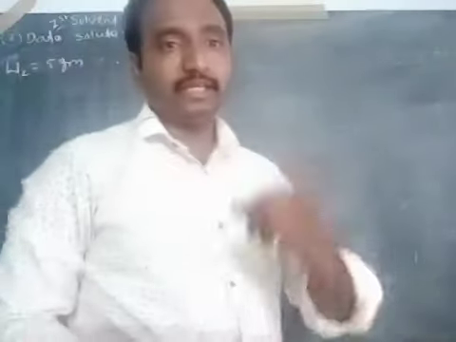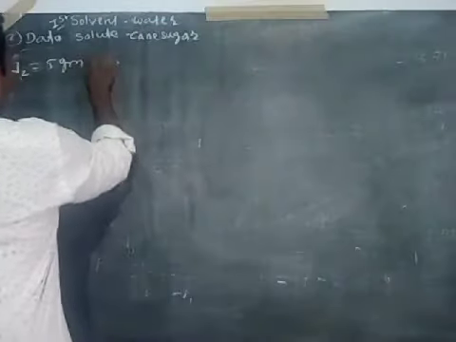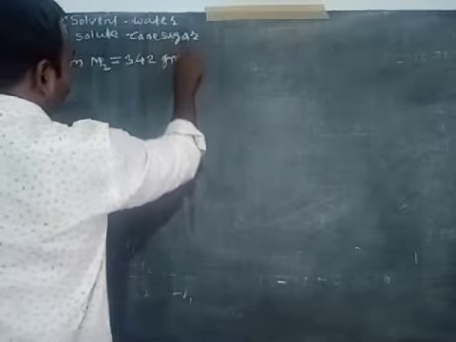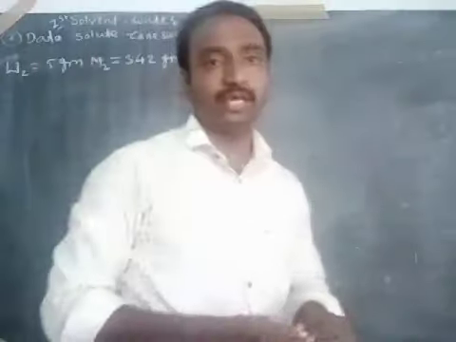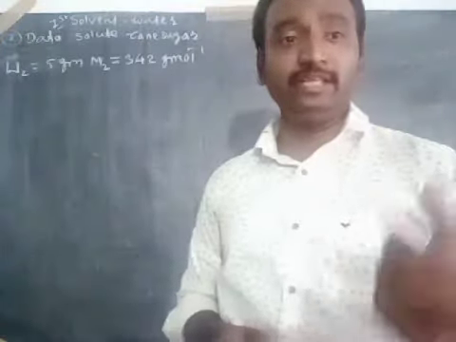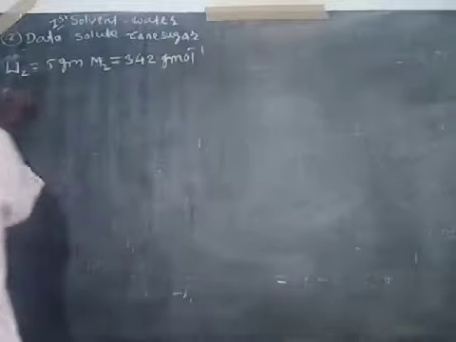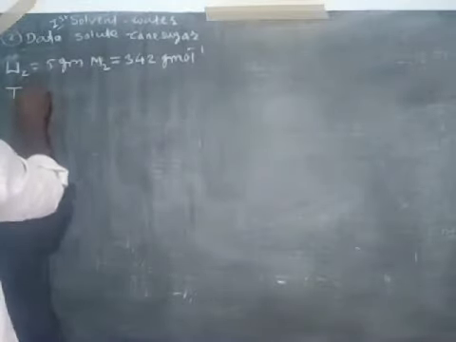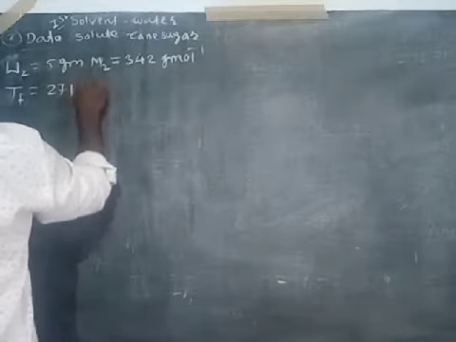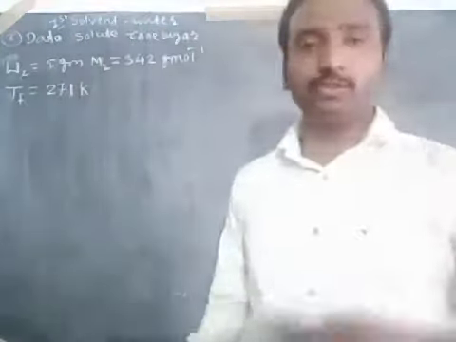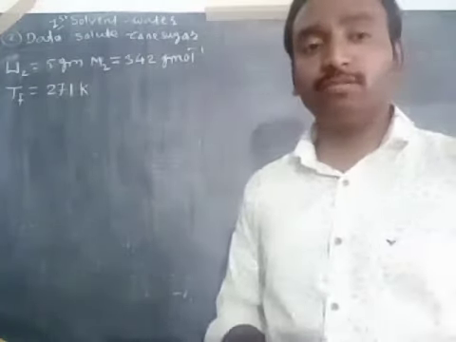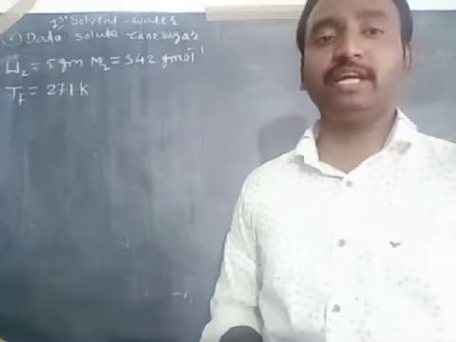As well as here, the molar mass of the cane sugar, that is M2, is given, that is 342 gram per mole. These two values are already given. Then the freezing point of the solution can be represented by TF, which is equal to 271 Kelvin. The freezing point of the solution is 271 Kelvin. And now calculate the freezing point of the second solution having 5% aqueous glucose.